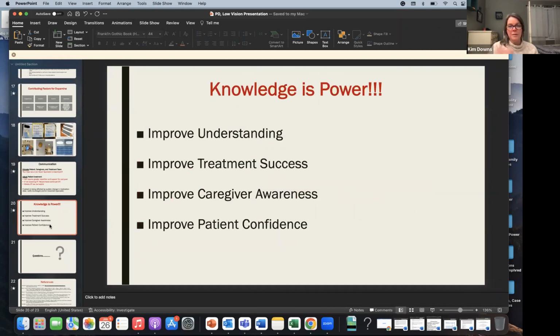And then just say knowledge is power. So we want to improve understanding of what the patient's going through. We want to improve treatment success. We want to improve caregiver awareness, and we want to improve patient confidence, get them to better understand their body and how to take care of it.